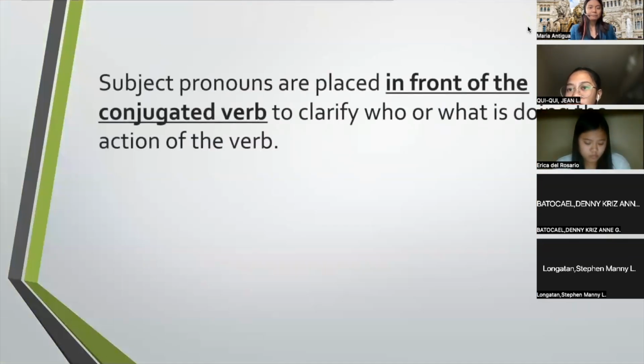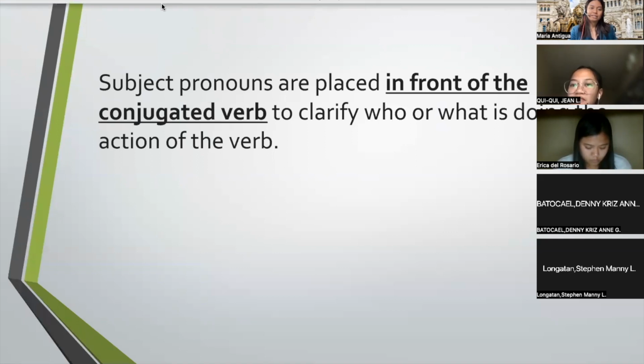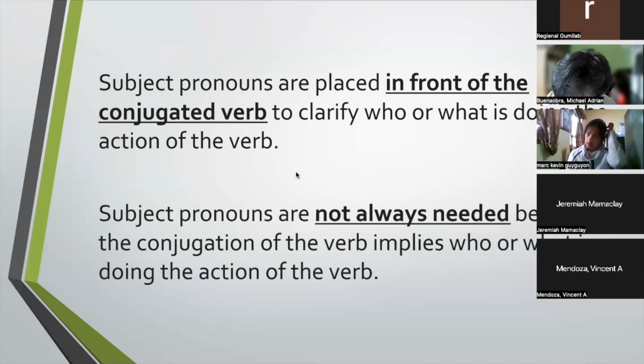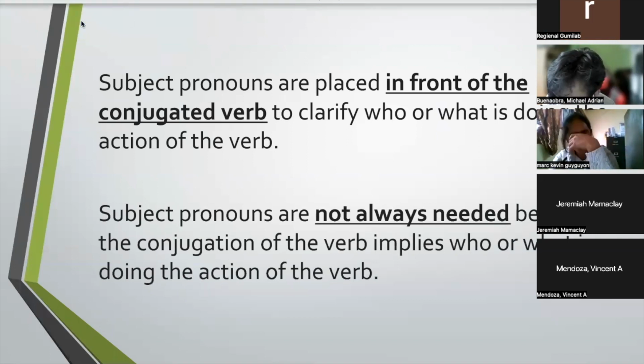Okay. Please help me read this, Jean. Subject pronouns are placed in front of the conjugated verb to clarify who or what is doing the action of the verb. Okay, gracias. Please read Mark Kevin.